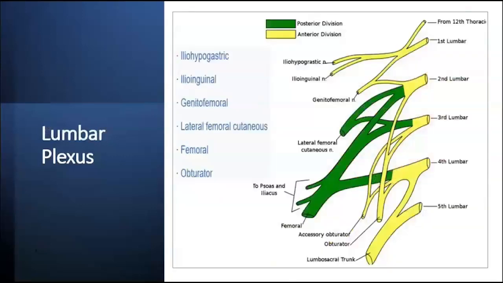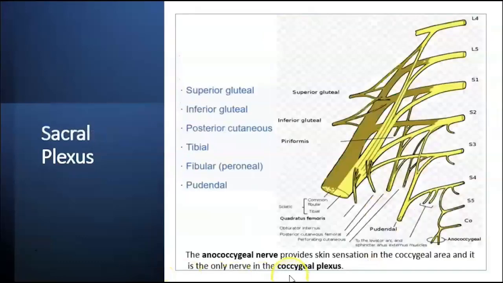We get to the lumbar plexus. So the lumbar plexus has iliohypogastric, ilioinguinal, genitofemoral, lateral femoral right here, femoral, and obturator nerve. These nerves are going to help you move the muscles that you have in the anterior part of your leg. Coccygeal plexus is just 1 or 2 branches.